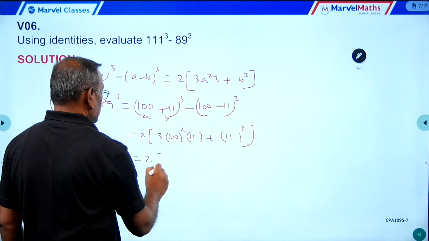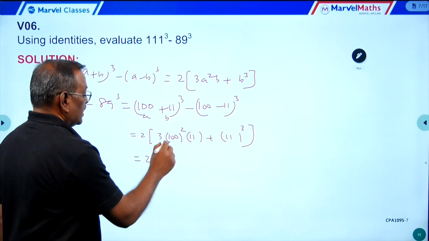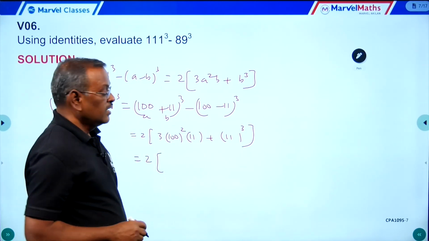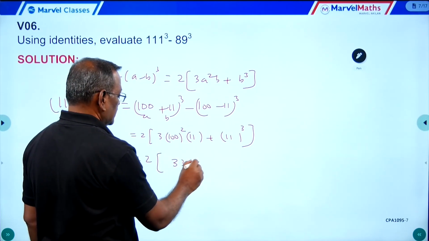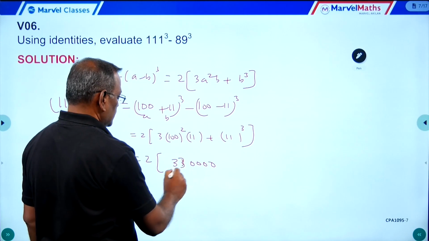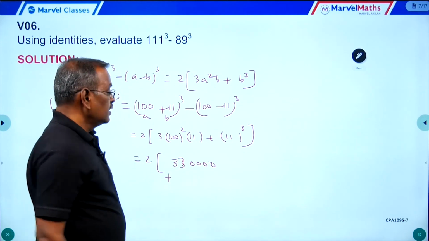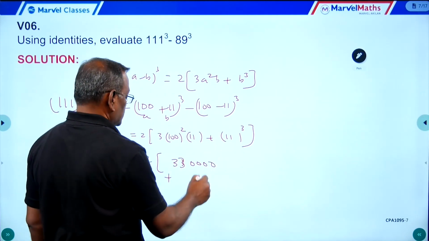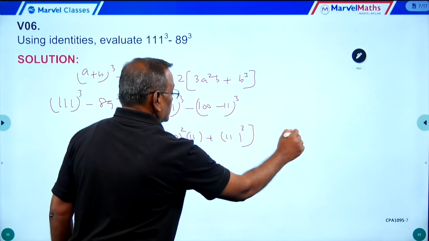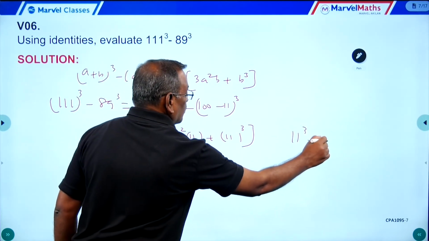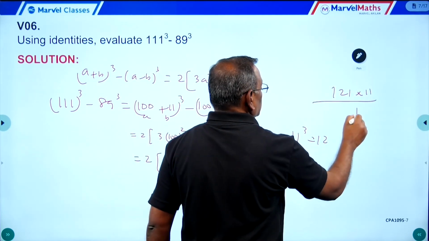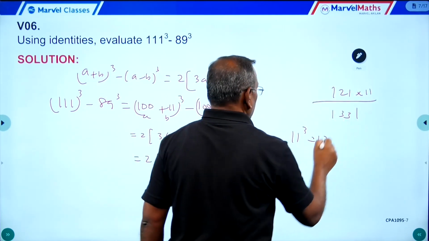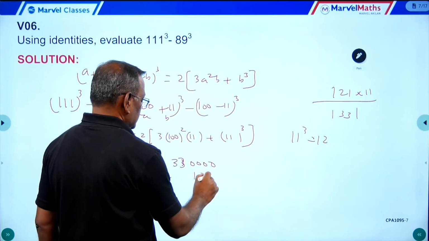Twice of 100 square, 100 square is 10,000 into 33, that is 33 with 4 zeros, plus 11 cube. 11 cube is nothing but 121 into 11. This is 1331. So 1331.